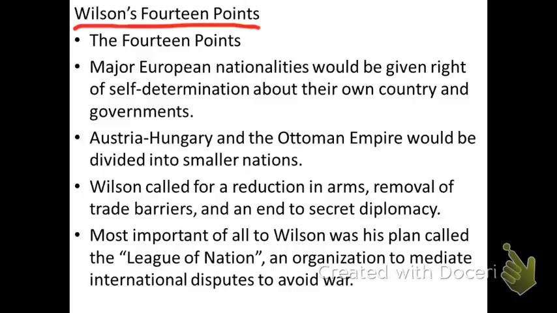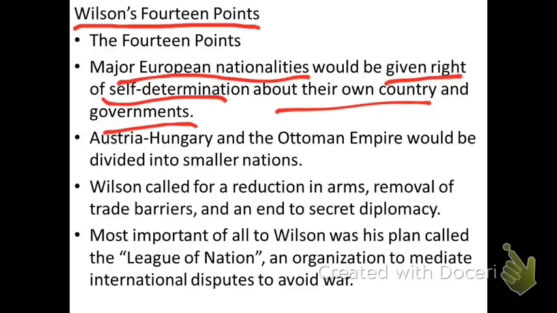The first major bullet: many major European nationalities would be given the right of self-determination about their own country and governments. Now, this is something that we have believed in since, well, it's the reason we fought the American Revolution. And so we felt that every nation, every people had the right to self-determination. This is one of the key elements of American democracy, self-determination. We felt that every country should have that right.